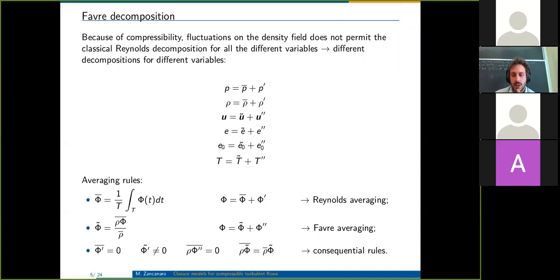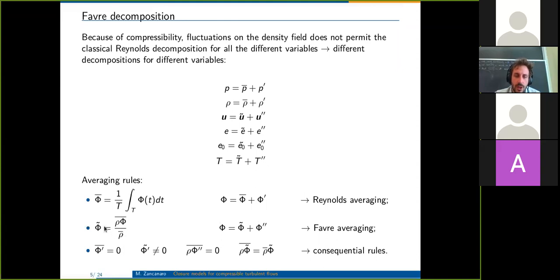But it is not that easy as it could be for an incompressible case, since here you also have the fluctuations of the density of the fluid. So for this reason, the Reynolds averaging that is commonly used for incompressible fluids is not useful here. And that's why we are using instead Favre decomposition and averaging. So these are basically the averaging rules that we are using for the equations.